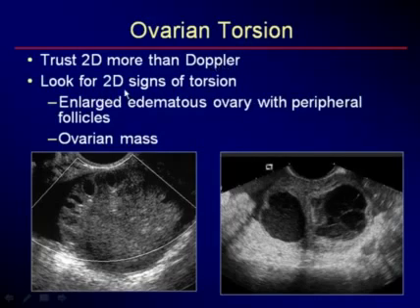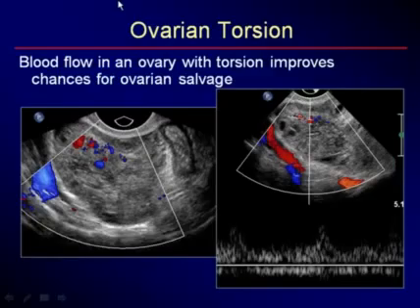We can look for 2D signs, mainly an enlarged, swollen, edematous ovary. Many times the follicles are pushed towards the periphery of the ovary. Sometimes there is an ovarian mass that causes the twist. So the 2D impression is very important.